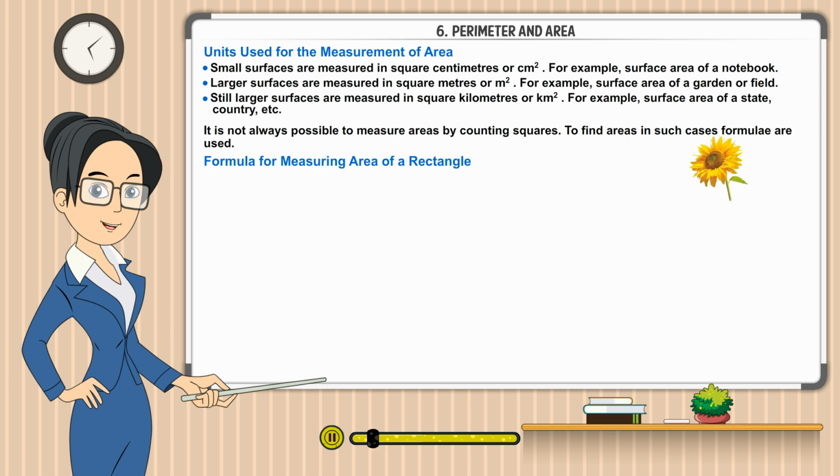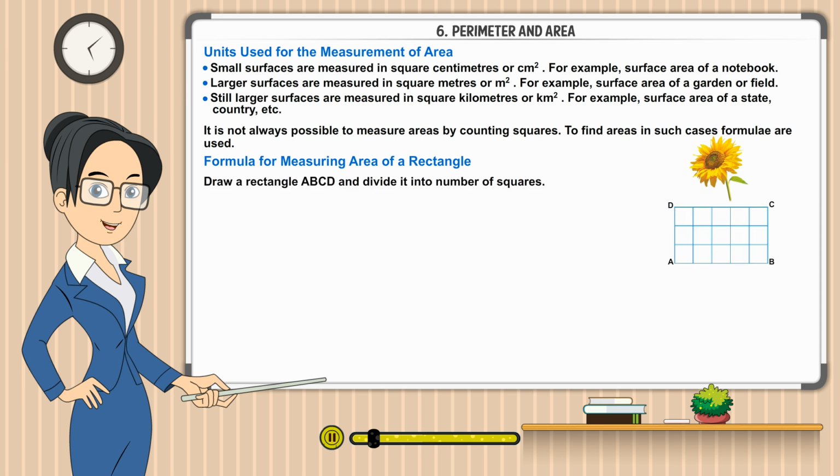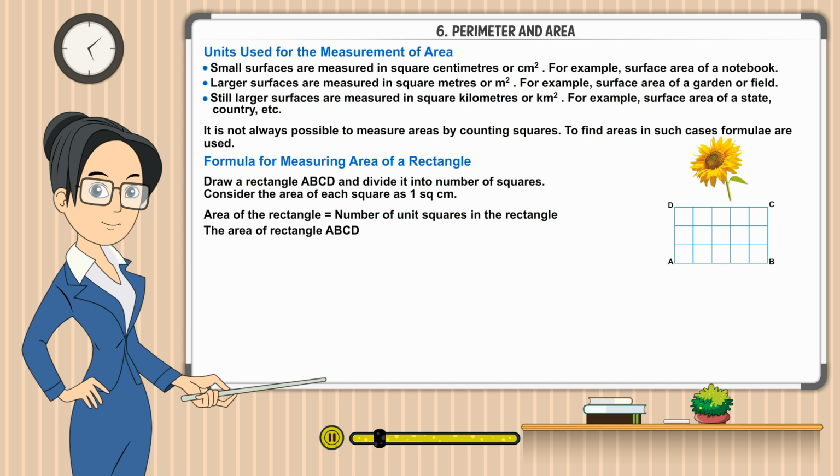Formula for measuring area of a rectangle. Draw a rectangle ABCD and divide it into number of squares. Consider the area of each square as 1 square centimeter. Area of the rectangle is equal to number of unit squares in the rectangle. The area of rectangle ABCD is equal to 15 square centimeter.